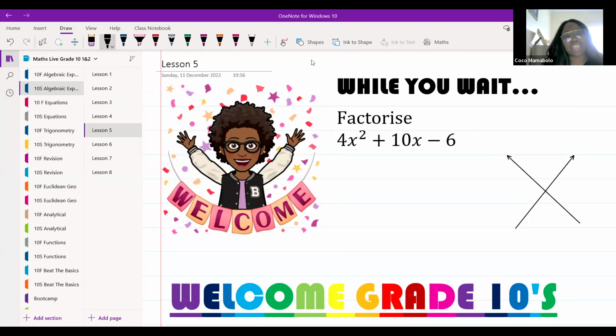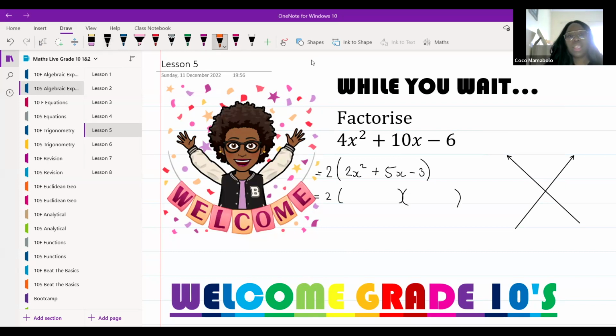You can just take down the answer as we go. First thing I'm going to do is take out my highest common factor of 2. If I take 2 out as the highest common factor, I'm going to get 2x squared plus 5x minus 3 left. Okay, and I'm going to notice that's still a trinomial, so I'm going to leave the 2 on the outside and I'm going to open 2 brackets.